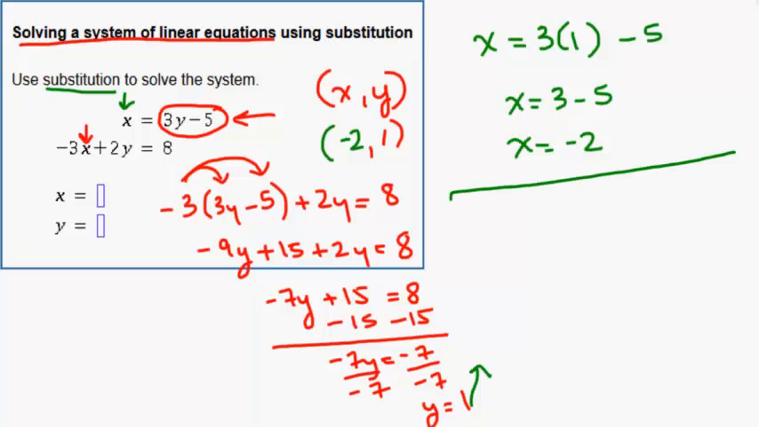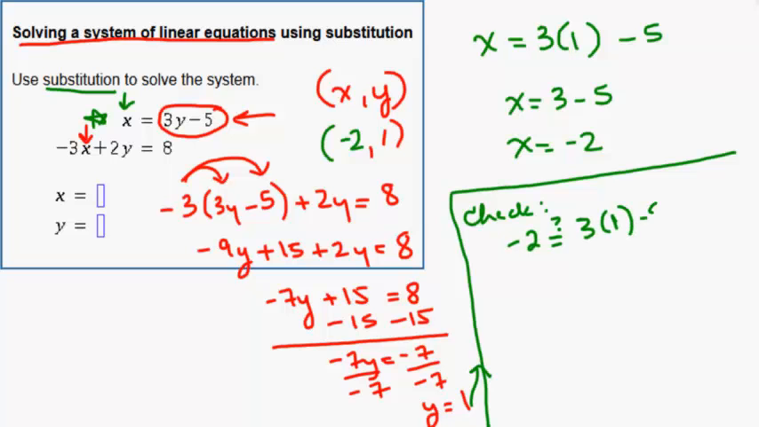Now, you can always check your answer. I'm going to substitute into the first equation: -2, is this equal to 3 times 1 minus 5? So -2 is equal to 3 minus 5, which is -2. So it works for the first equation, and this is similar to what we did in a previous video where you're just being asked which points are solutions to the system of equations.